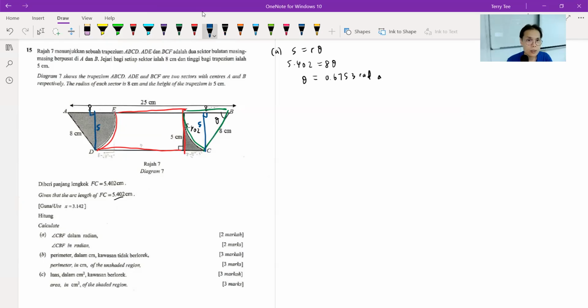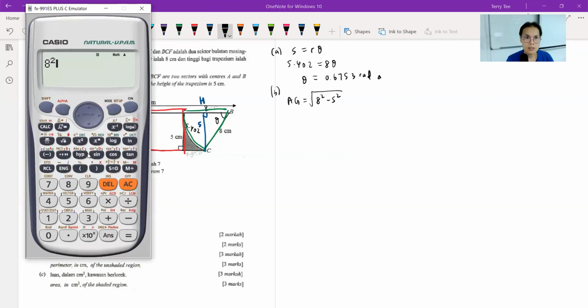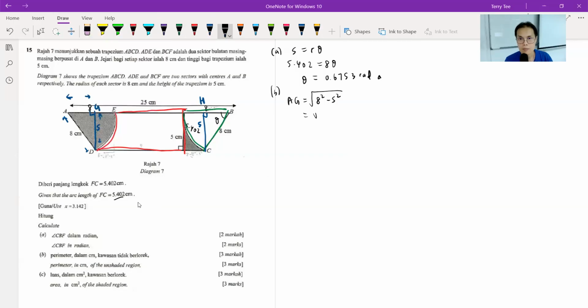I need to know what is the length from here to here. Maybe I call it G and I call it H, right? That means I find the length of AG and BH. AG and BH, they're actually the same, right? We know this is 8. We know this is 5. We can find AG. Let me work it out separately, one by one. AG is the square root of 8 squared minus 5 squared. 8 squared is 64. 5 squared is 25. You will get square root 39.